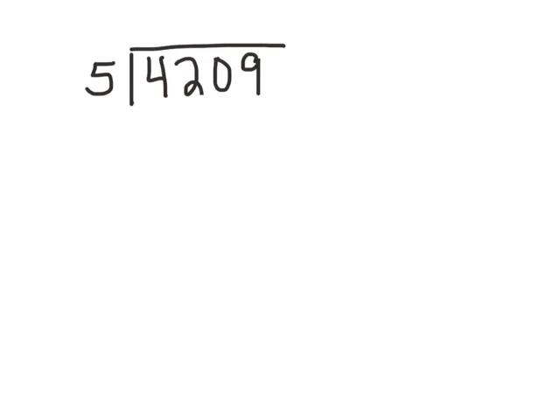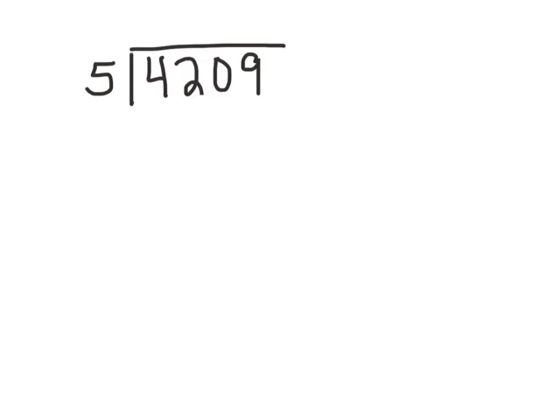Today I'm going to model for you how to do division using the traditional method. We're going to be dividing 4-digit numbers by a 1-digit divisor and 4-digit numbers by a 2-digit divisor. So let's get started. The first number that I'm going to divide is 4,209, and I'm going to divide that by 5.